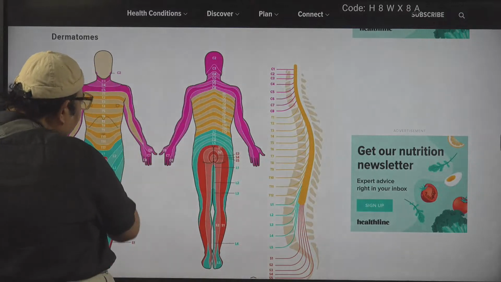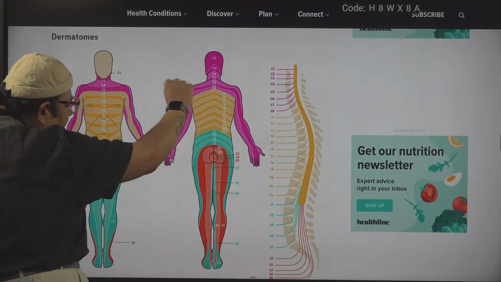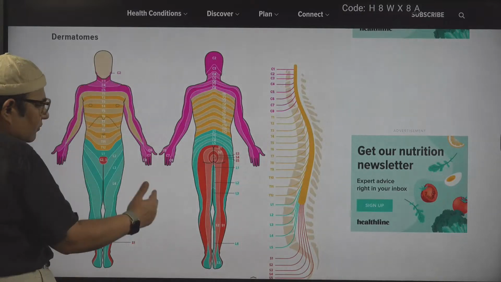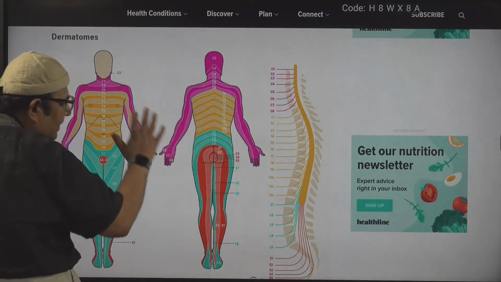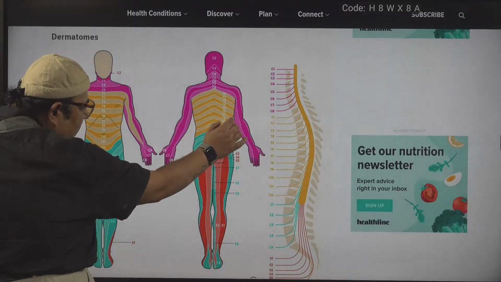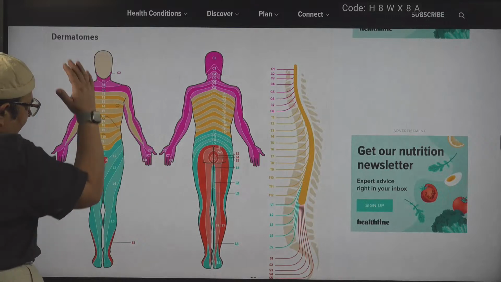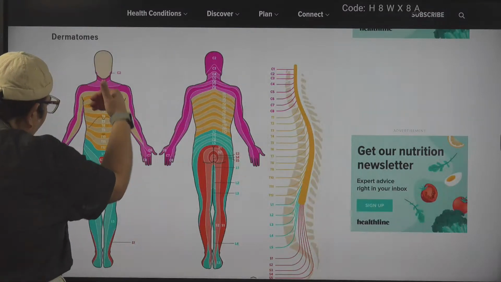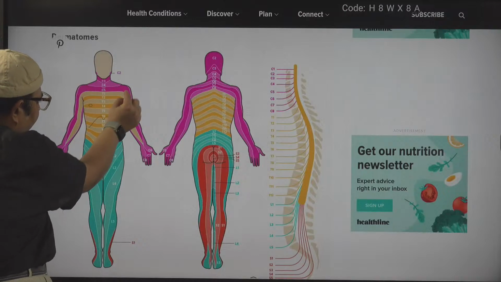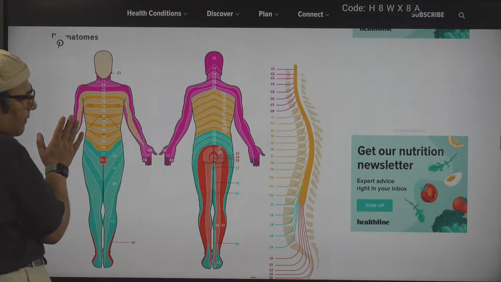Now, this example shows that even when you don't see the segmentation from outside, segmentation is present in the body. For example, a simple nerve supply can be seen. This design clearly makes you understand that the body is made keeping in mind individual segments. Each segment is called a metamer, and this phenomenon is called metamerism.